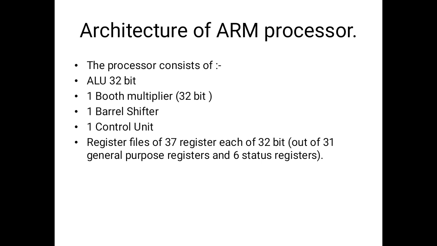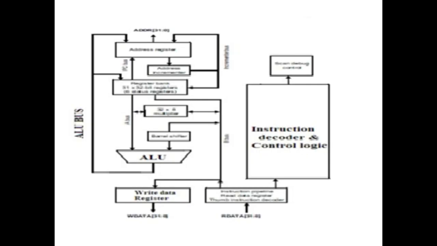Architecture of ARM processor. The processor consists of a 32-bit ALU, a 32-bit Booth multiplier, 1 barrel shift register, 1 control unit, and a register file of 37 registers, each of 32 bits, out of which we use only 31 general purpose registers and 6 are status registers. These status registers are not visible for everyone. Here the architecture of ARM is shown below.